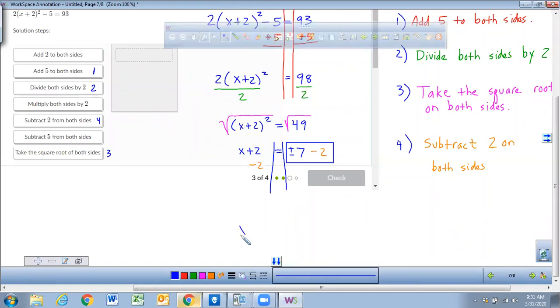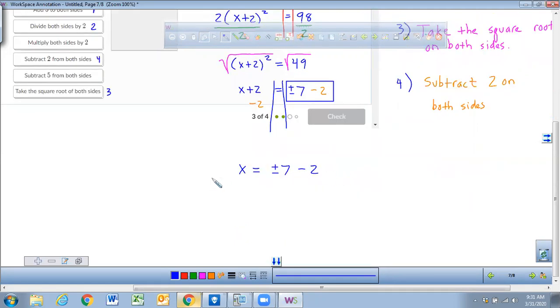Now, to find the actual final answer, we have a plus or a minus 7 minus 2. How in the world did we come up with 2 different answers? I want you to think of it this way. You've got plus 7 minus 2, and then you have minus 7 minus 2. So here's how you could write it. You could say x equals plus 7 minus 2, and you could also say x equals minus 7 minus 2. Well, what is 7 minus 2? 5. And what's negative 7 minus 2? Negative 9. That's it, negative 9.